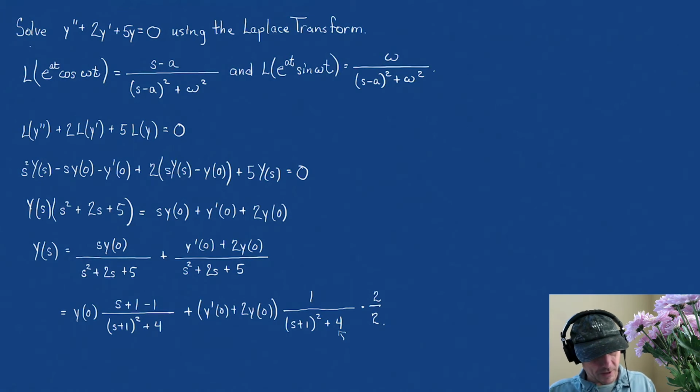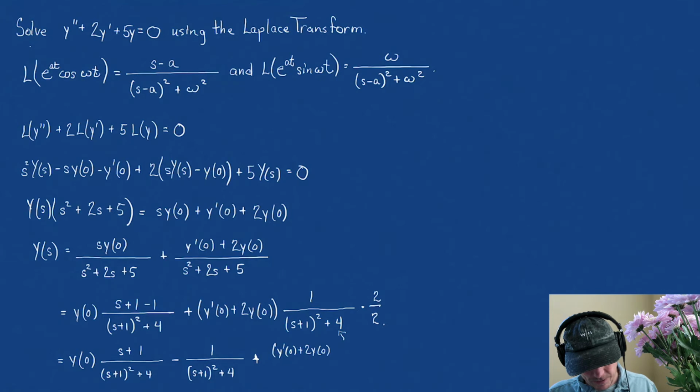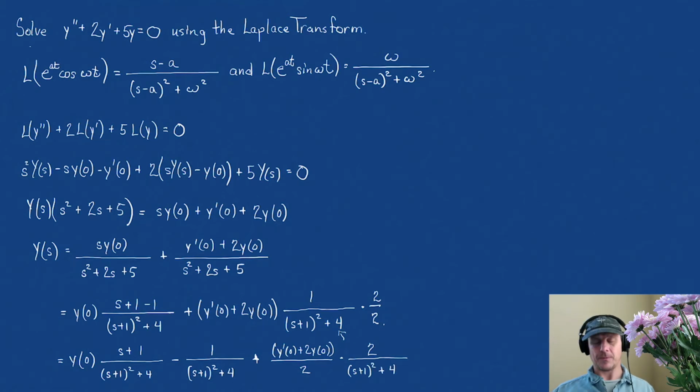So now let's break these up. So now I have y of 0 times, and I'm going to break this fraction: s plus 1 over s plus 1 squared plus 4, minus 1 over s plus 1 squared plus 4, plus, and now we're going to have this entire big numerator here over 2. So we're going to have y prime of 0 plus 2y of 0 over 2 times 2 over s plus 1 squared plus 4. There it is. And now we're almost done.